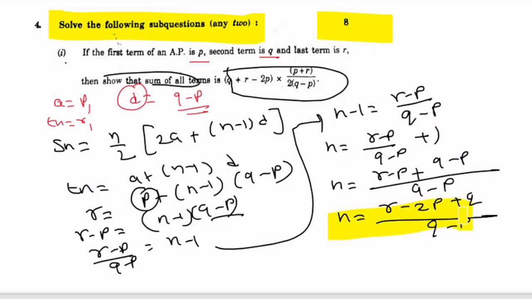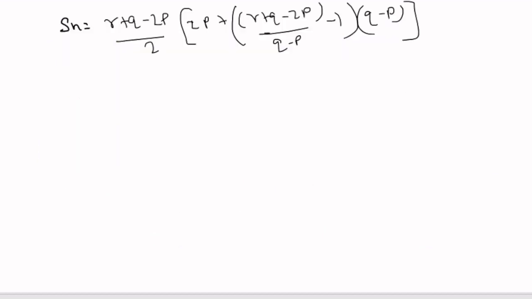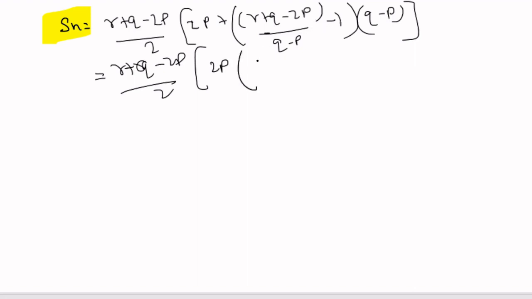Now this is the value of n that we need to substitute in the sum. Let's do that. Right, we got something now. I have written the value of n, a and d in the sum of the series. Now you have to solve this further. How to solve this further? You have to think. So (r plus q minus 2p) divided by 2, and here 2 into p. Again there is a minus 1 sign. We can do cross multiplication, so (r plus q minus 2p minus q plus p) divided by (q minus p), and here is also q minus p.